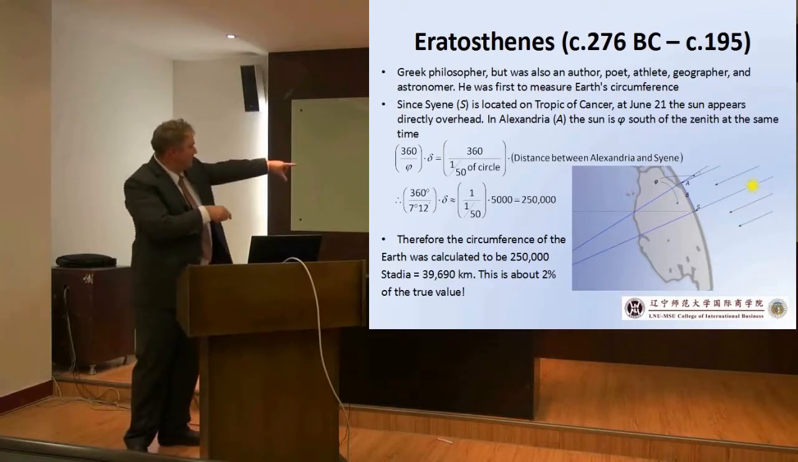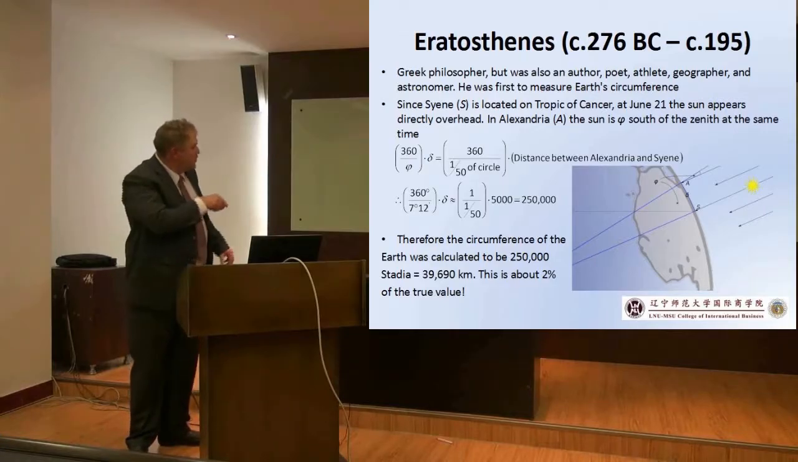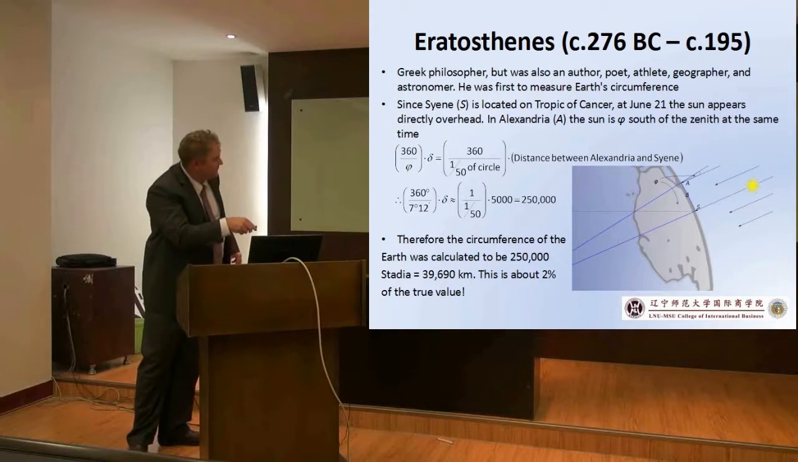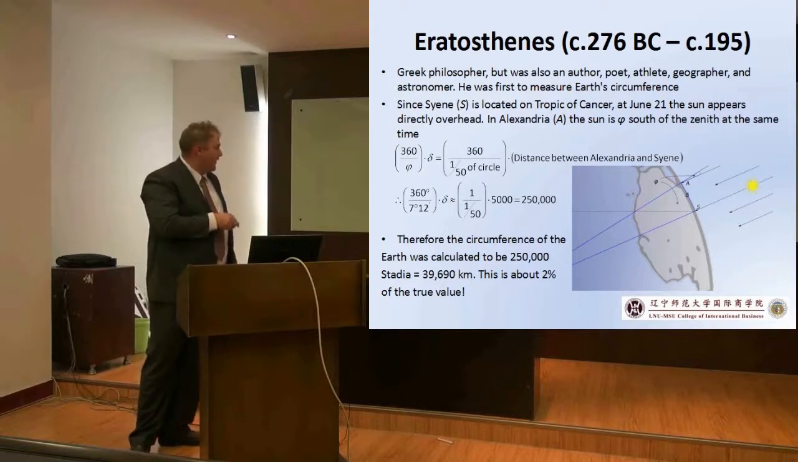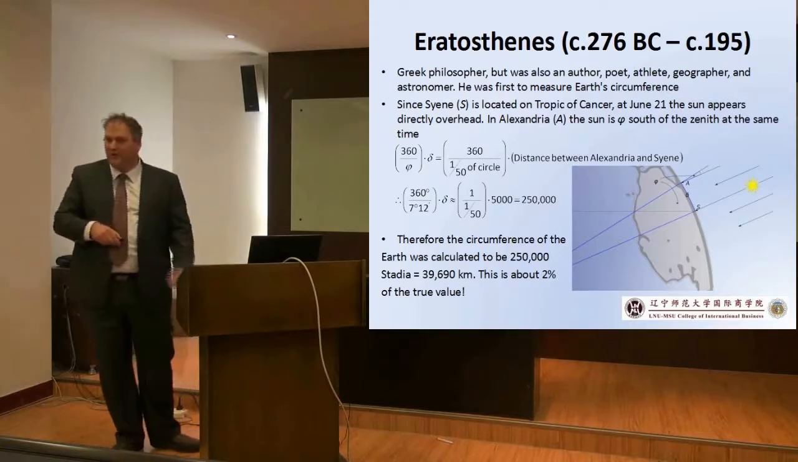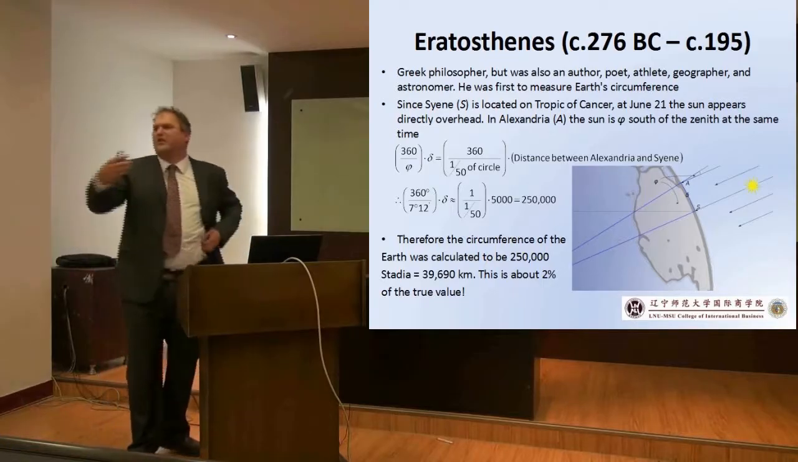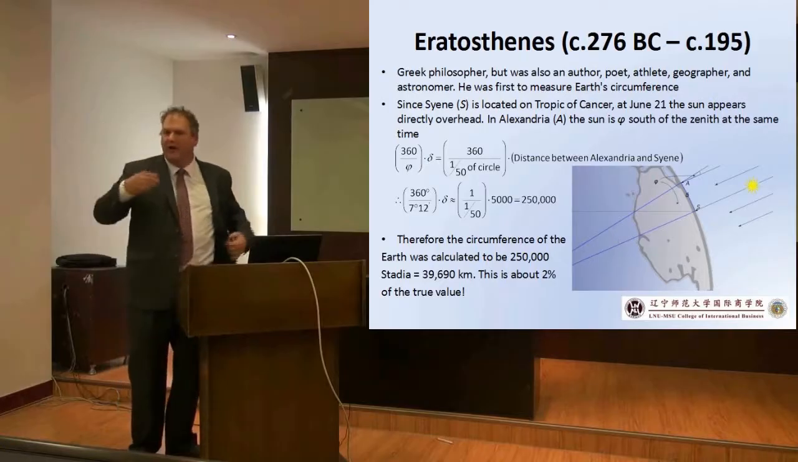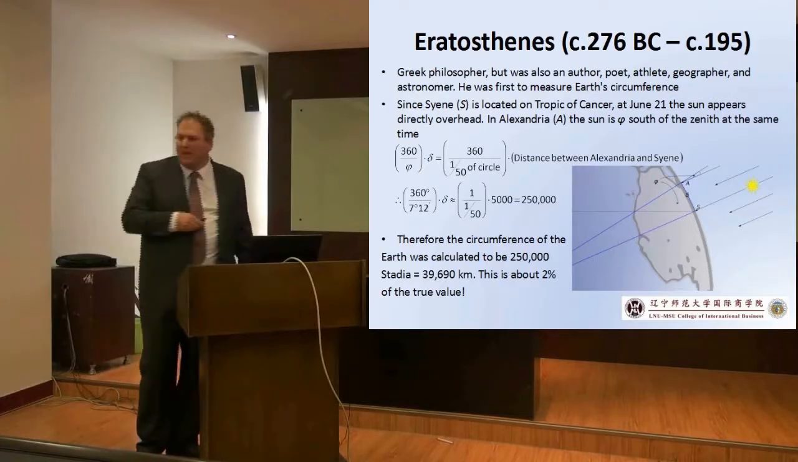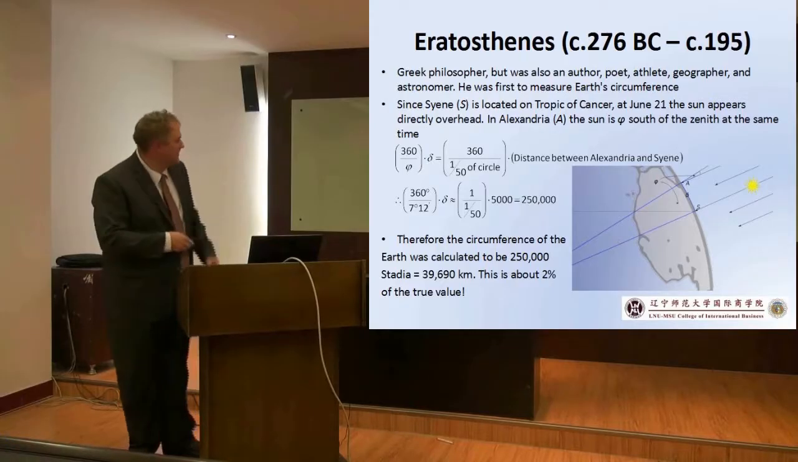And it was 7.12 degrees. Okay? And using basic geometry, like this, he was able to figure out the Earth was about 39,690 kilometers, which is about 2% off the true value. It's amazing, don't you think, from that time? So just an example of the power of using basic assumptions of geometry and mathematics to come up with new ideas, okay, and new knowledge.